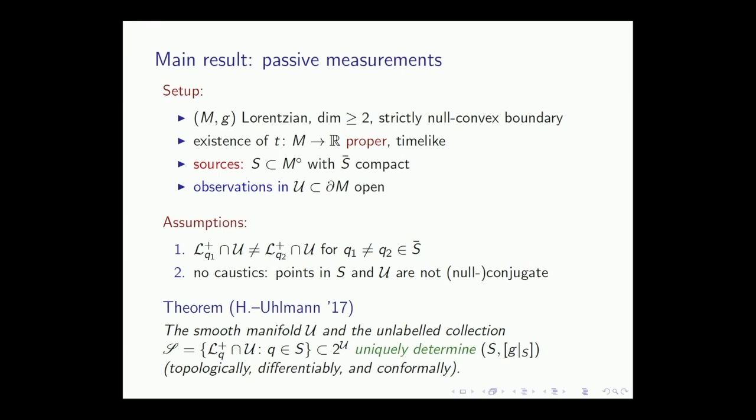Namely, you can recover the topological structure, determining what points are nearby. You can write down local coordinates if you like, and you can recover, most interestingly, the conformal class, which means you can determine the anisotropic sound speed in a certain sense. Okay. Any questions about this?